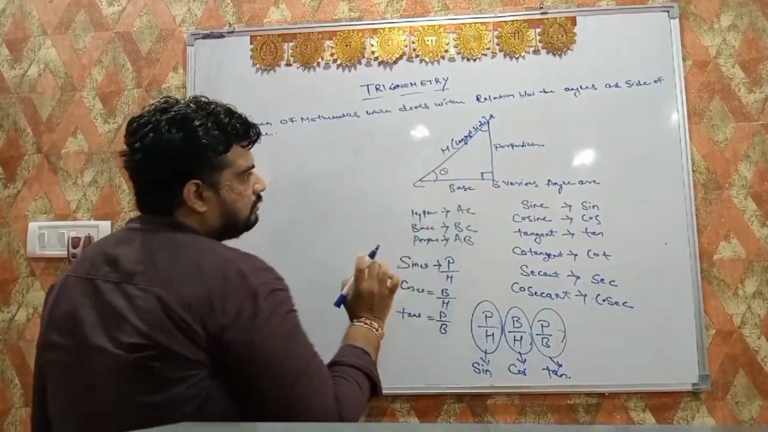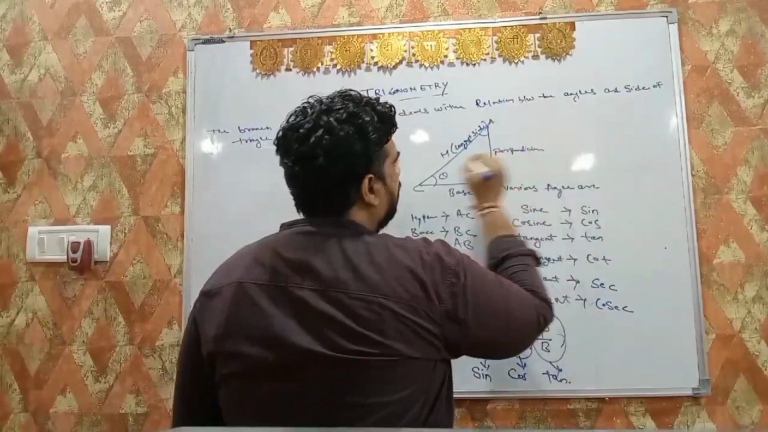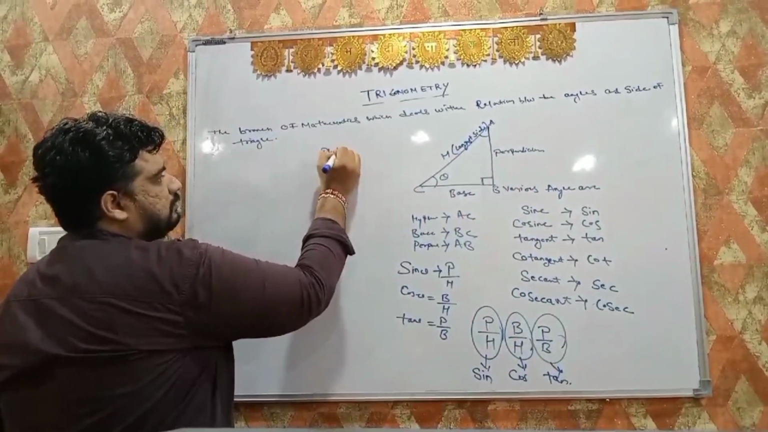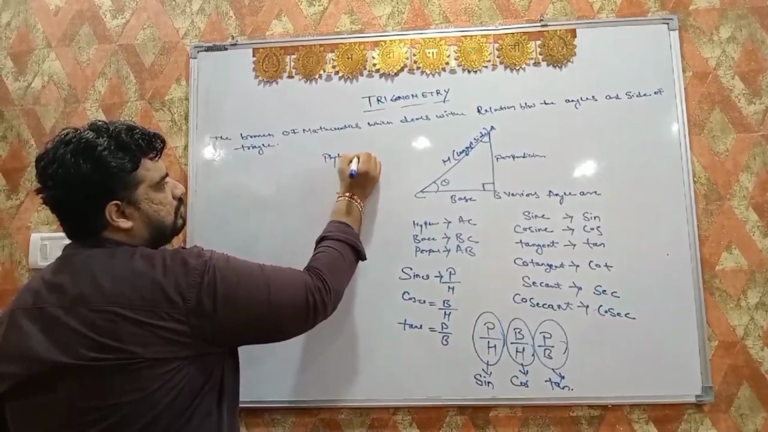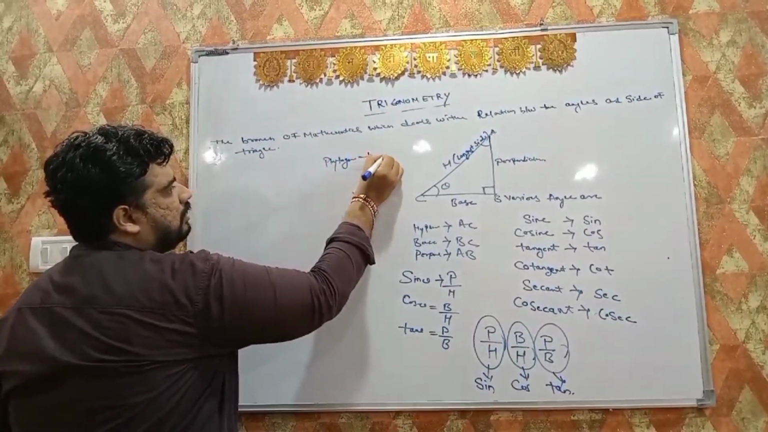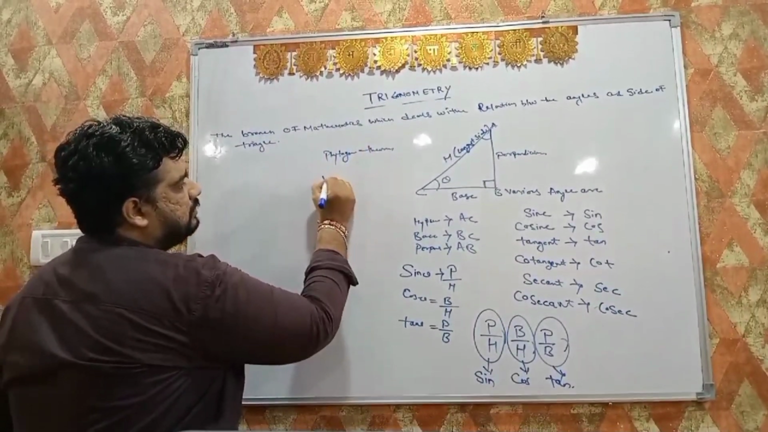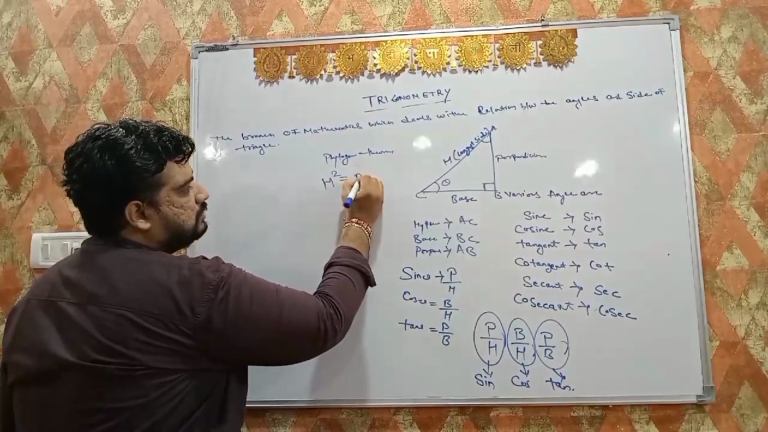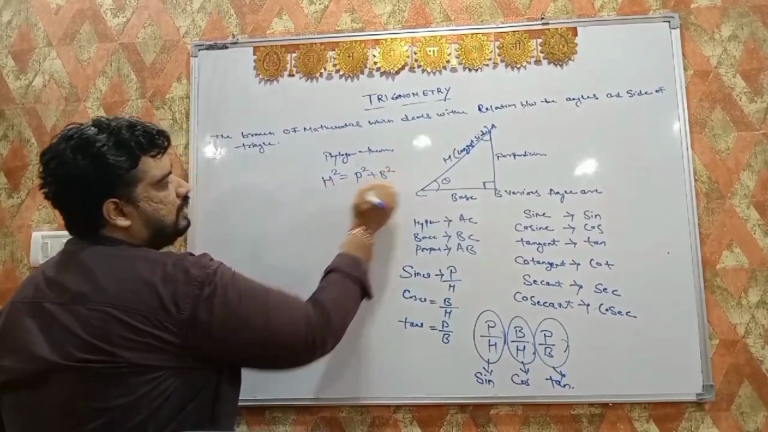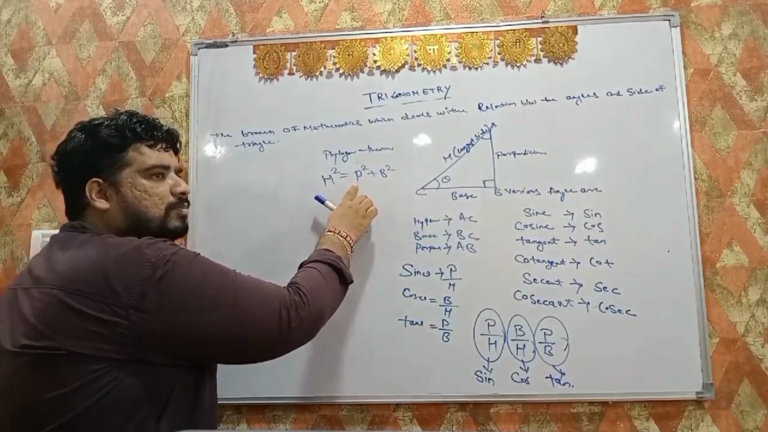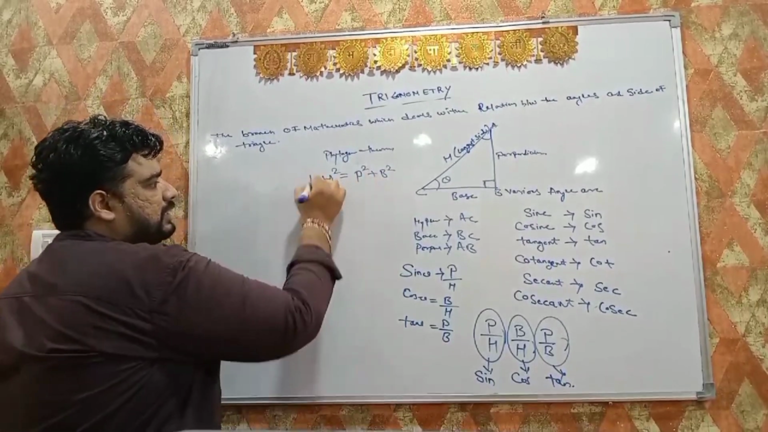Basically we also know that it depends upon the Pythagoras theorem. Pythagoras theorem: h square is equal to p square plus b square, where h is the hypotenuse, p is the perpendicular and b is the base.